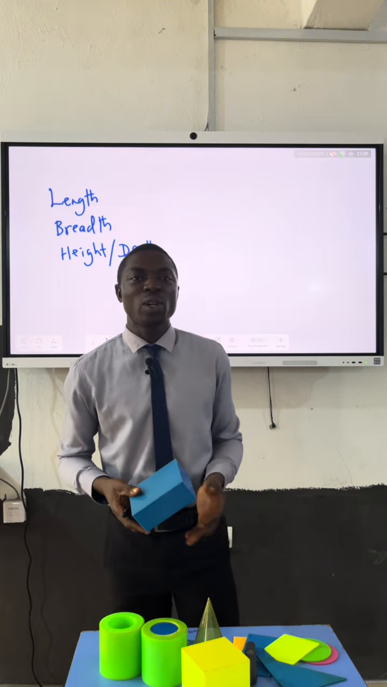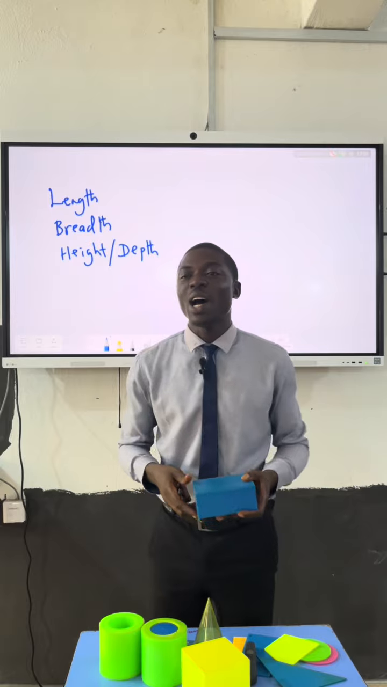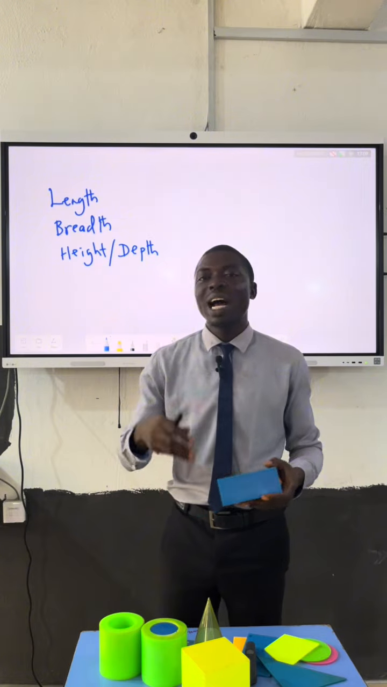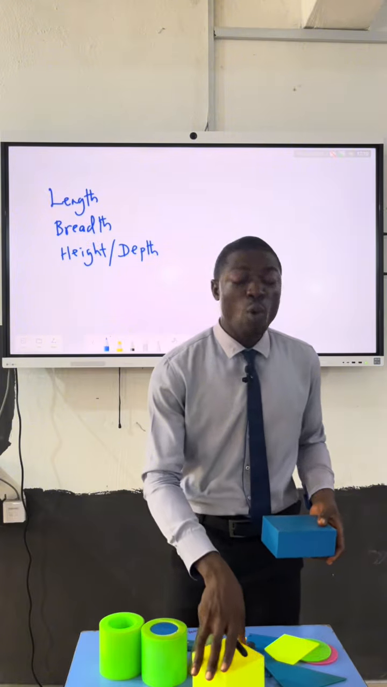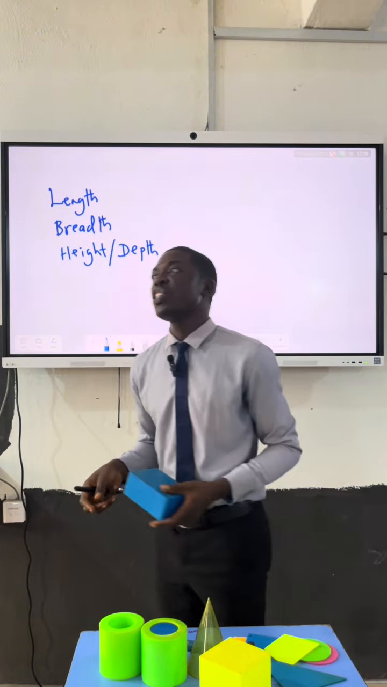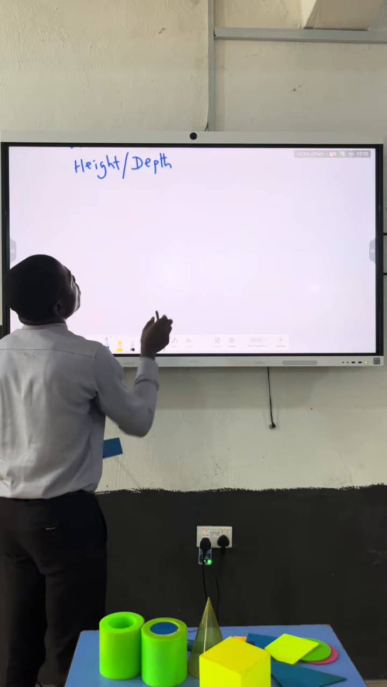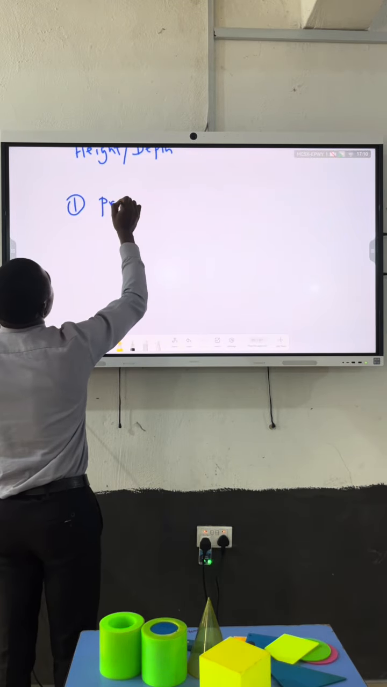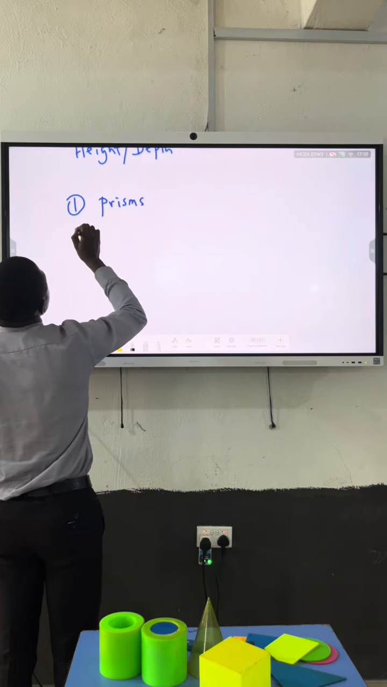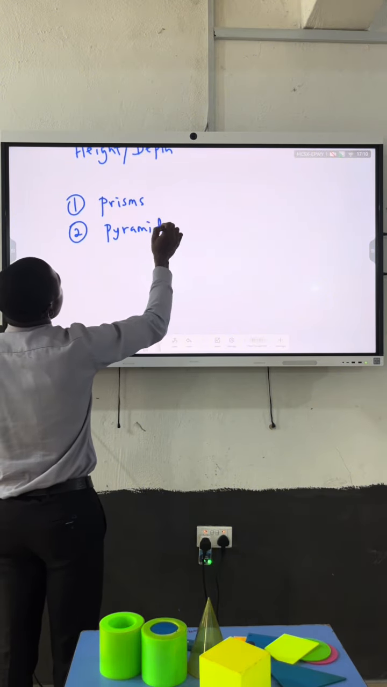We talk about buckets, school bags, the television in the house, the table in the house, and several others. But for the sake of calculation in mathematics, we categorize solid shapes into two types. One, the ones we call prisms, and the other ones we call pyramids.